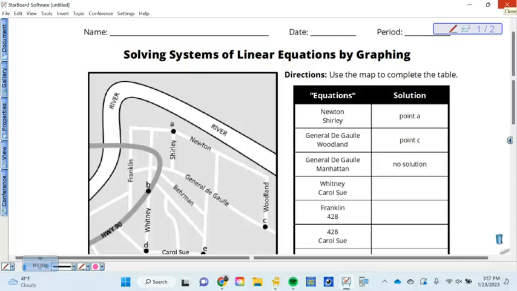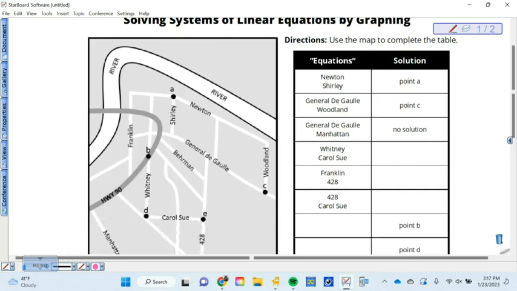So we are looking at this map now, right? Looking at this map, and all of the roads are going to symbolize equations. Okay, roads symbolize equations. What do you think it means for there to be a solution between two equations? Yeah, where they intersect with each other.